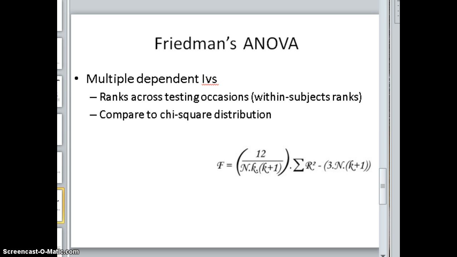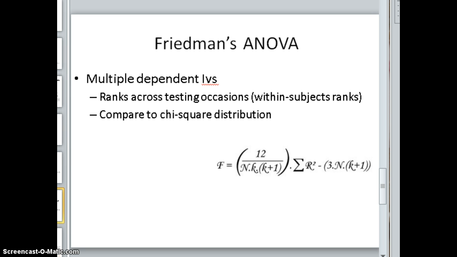Friedman's ANOVA is analogous to a repeated measures ANOVA, or, well, it's kind of analogous to repeated measures ANOVA. Repeated measures ANOVA would also allow you to have between subjects factors and within subjects factors. Friedman's ANOVA is really just for within subjects factors. It compares the ranks across testing occasions within a person. So again, we're looking at ranks, but this time we're looking at within subject ranks.